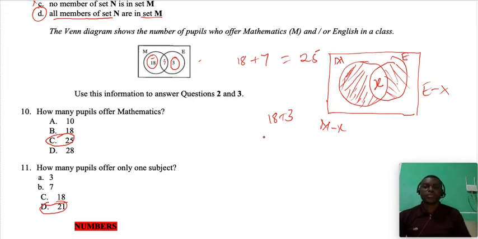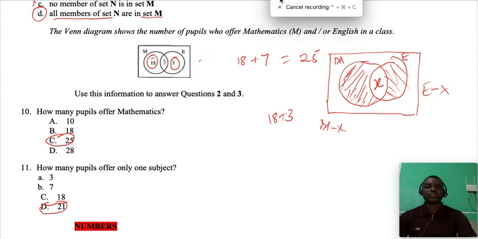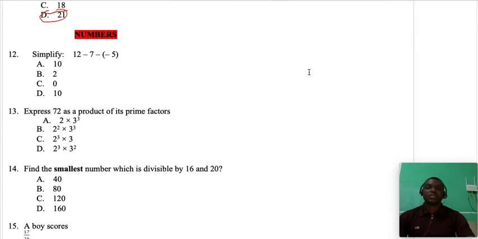So we are now moving on to numbers. We are done with sets. I hope when you practice this, you meet some of them in the BECE for you to get a higher score. Let's go to numbers. So let's continue with numbers. We are starting with question 12.